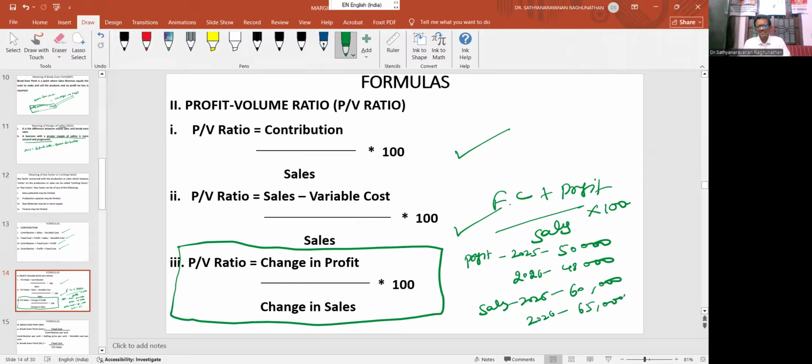65,000. In such a situation, change in profit means old year profit minus new year profit, that is, previous year profit minus current year profit. 50,000 minus 48,000 is 2,000, divided by 65,000. This 65,000 minus 60,000 is 5,000. 2,000 divided by 5,000 into 100 gives 40%.